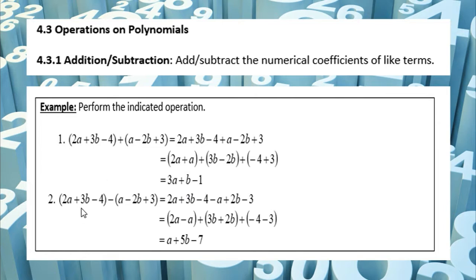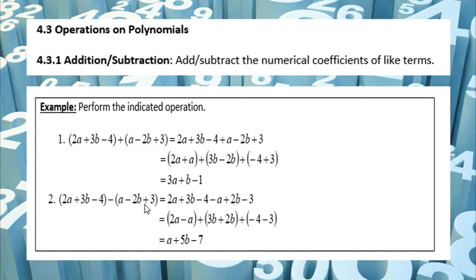Another, we have 2a plus 3b minus 4 minus quantity a minus 2b plus 3. Since nakagrupo siya sa minus, ato siyang i-distribute sa kada term. So we have 2a plus 3b minus 4 minus a, then minus ug negative, mahimong positive, so mao na plus 2b, then minus 3. Again, pag minus, i-distribute sa kada term.